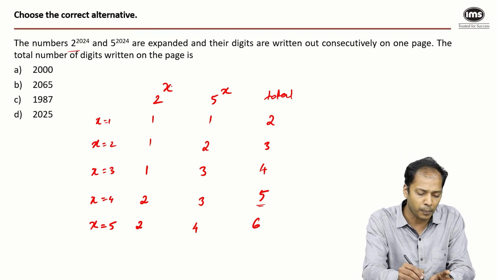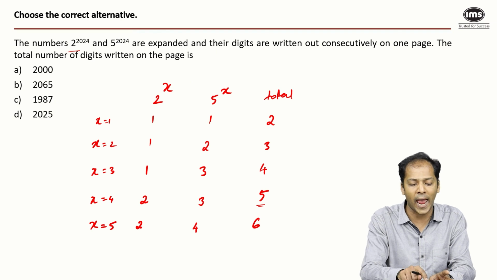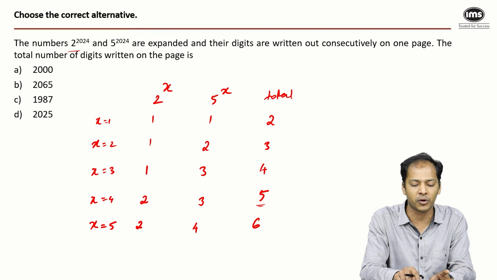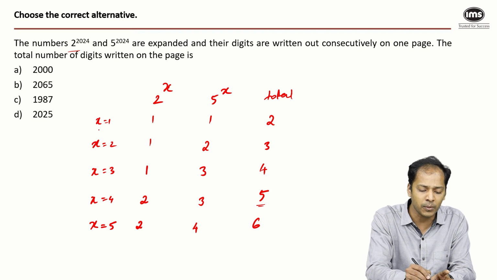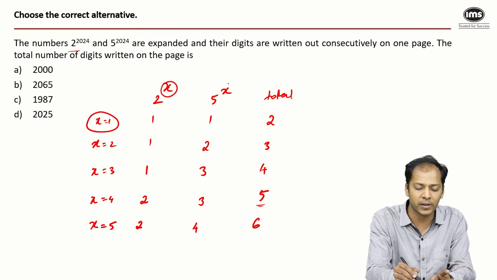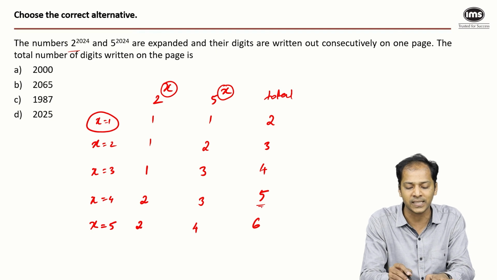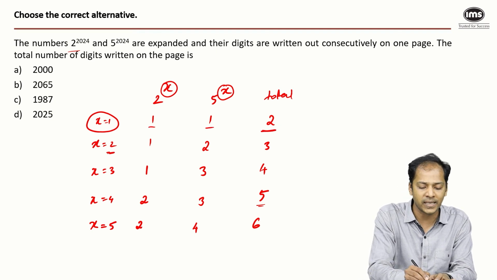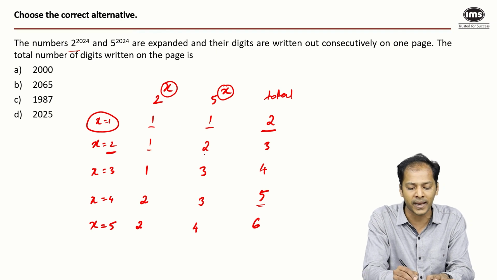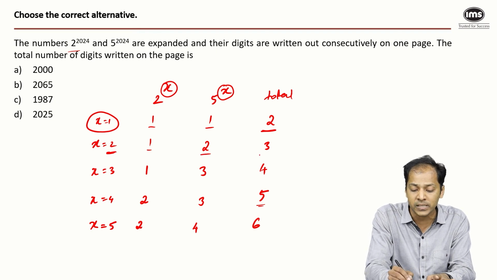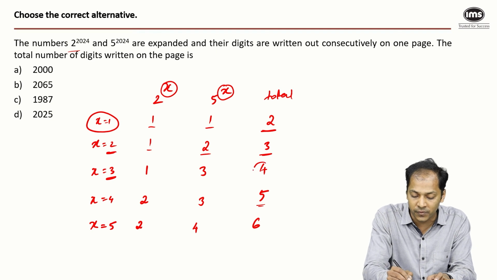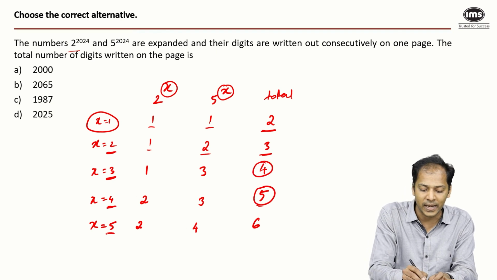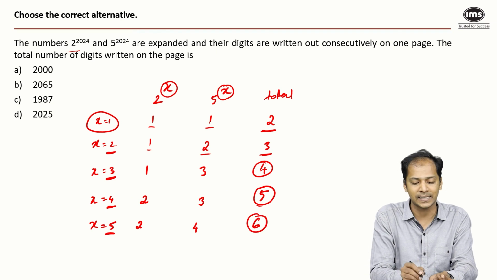Whatever power you take for 2 and 5, the total number of digits in the power of 2 and the power of 5 together is 1 more than the power you had taken. So when x is 1, the total digits are 2. When x is 2, the total digits of 2 to the power 2 and 5 to the power 2 is 3. This was 3, the total digits we are getting is 4. This was 4, the total digits we are getting is 5. When x is 5, the total digits we are getting is 6.